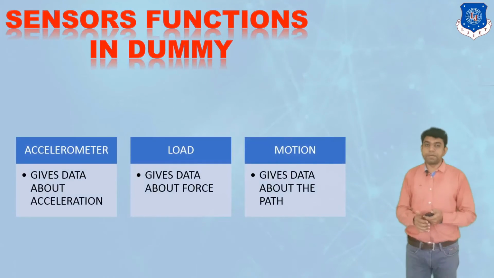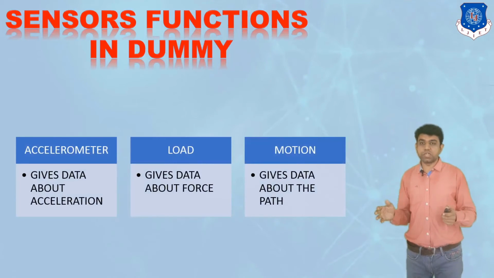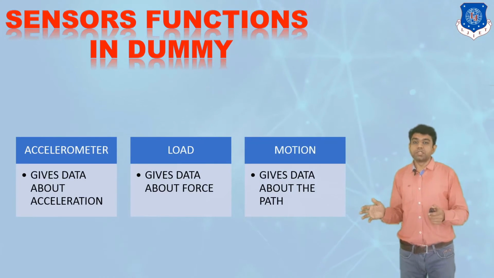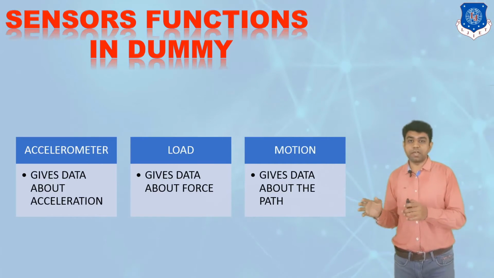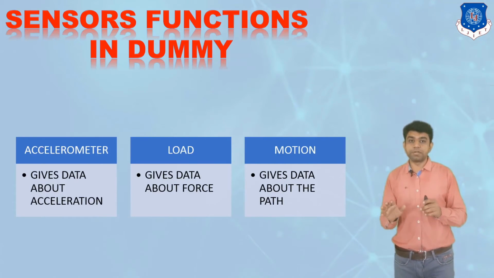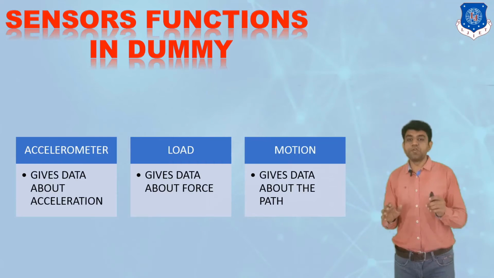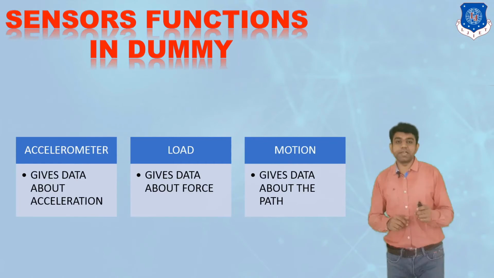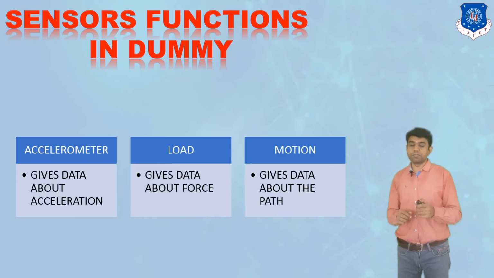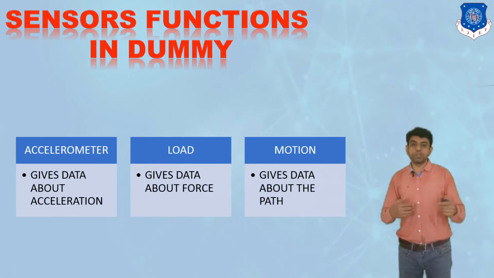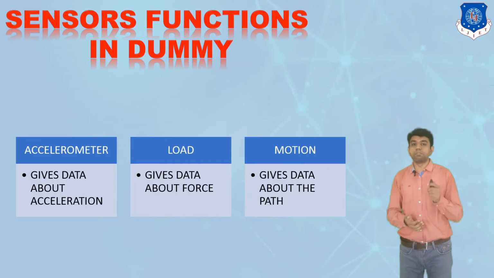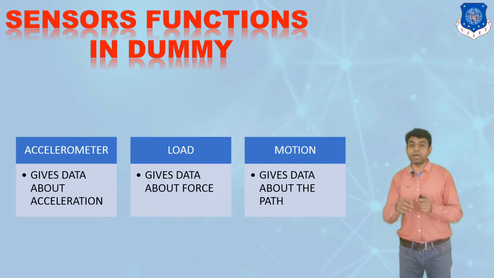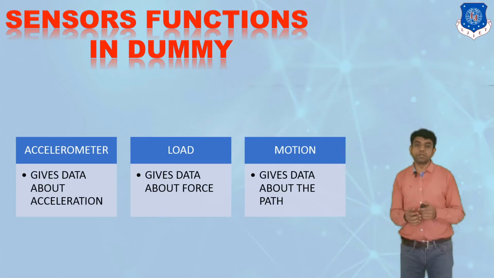Now again, a brief idea about the different sensors and what they actually do. The accelerometer will give the data about acceleration, that is at what rate of speed the dummy is moving. The load sensor will give you an idea about the force acting on the dummy from different objects whenever the accident happens, and the motion sensor will give an idea about the path on which the dummies are moving.